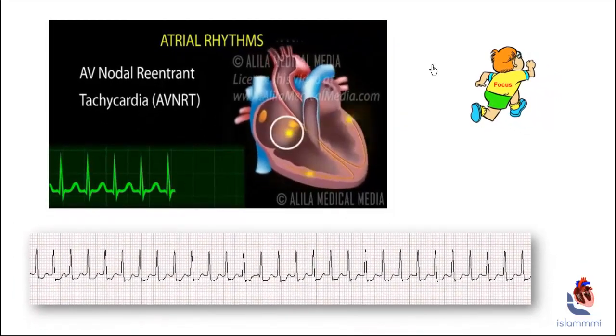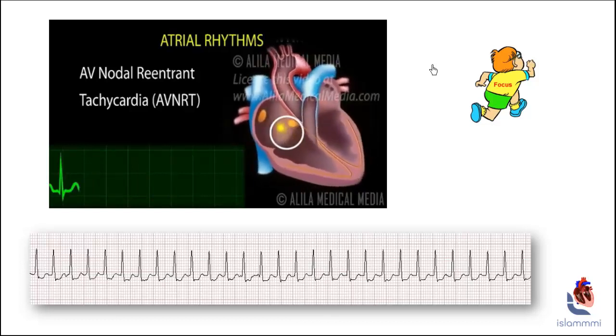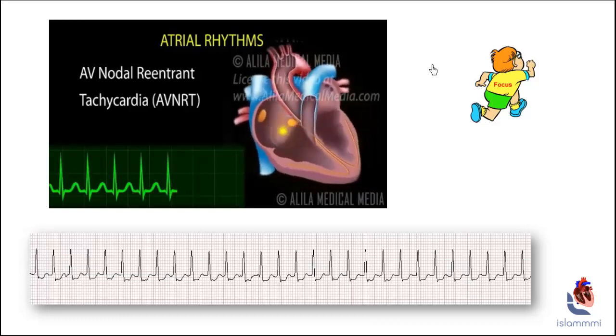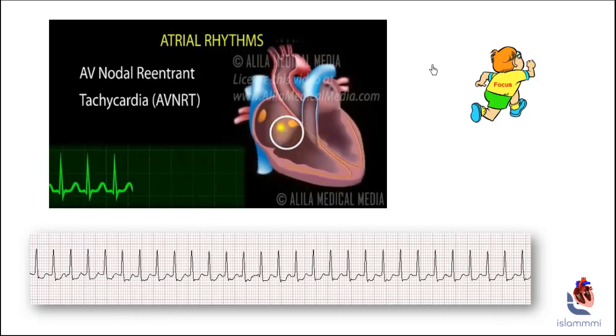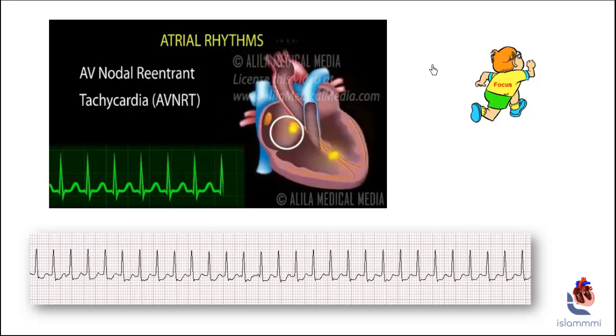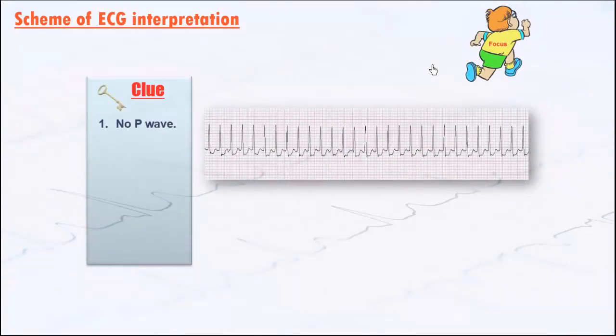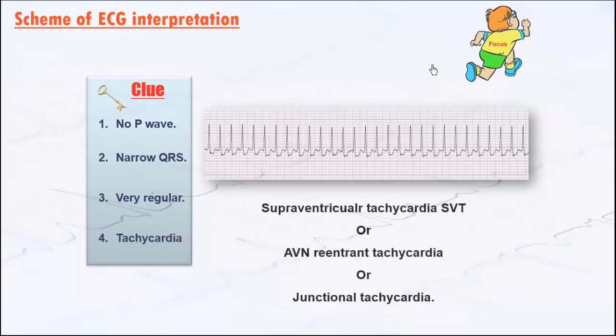What is the difference between this and the sinus tachycardia, as we said before? No P wave. Why do we have no P wave? Because once the pacemaker is here in the junction, as we said before, it stimulates the ventricle and the atrium at the same time, so the P wave will not be shown. So it is the same as sinus tachycardia, but without a P wave. The clue here: no P wave, a narrow QRS like sinus tachycardia, very regular like sinus tachycardia, but you cannot find a P wave.